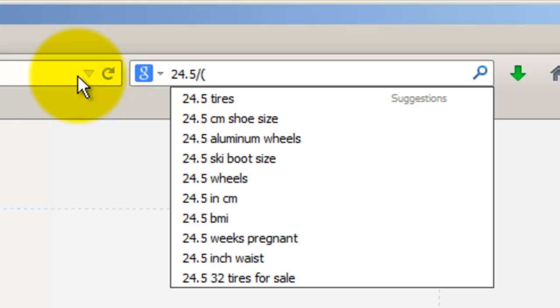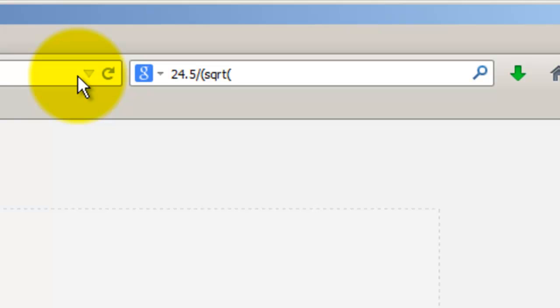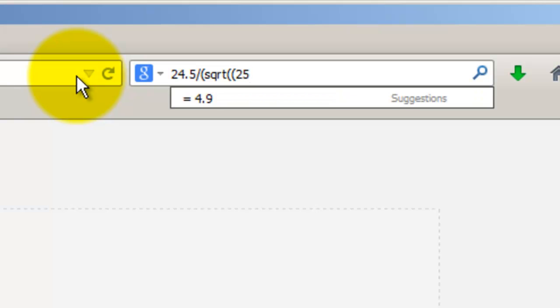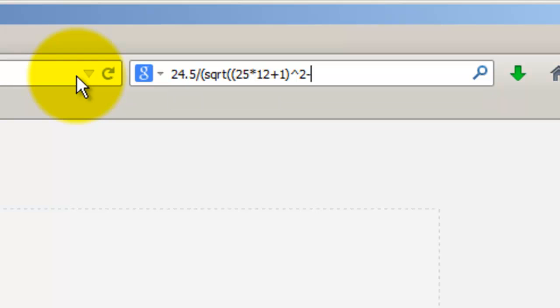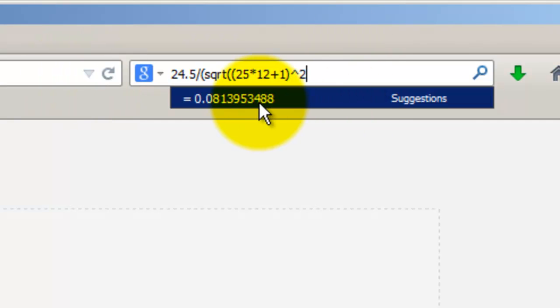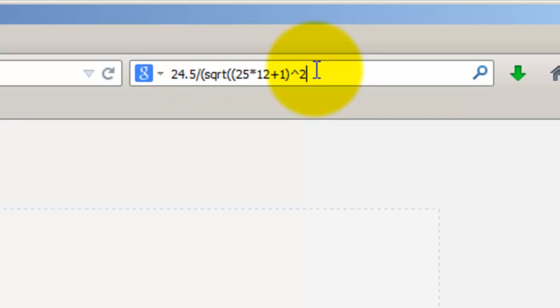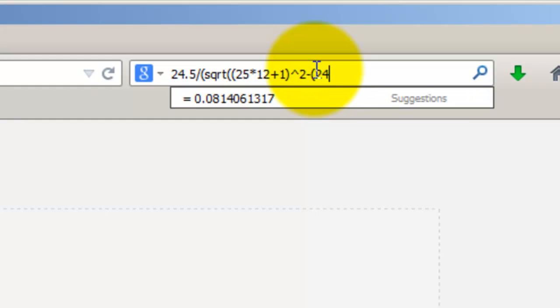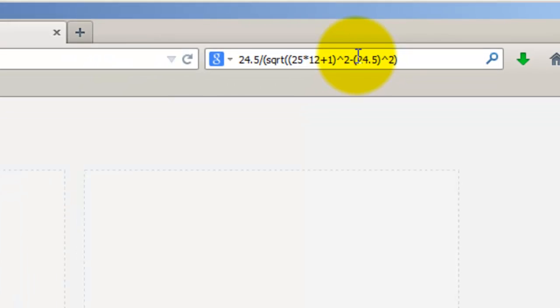Now the run is going to be the square root of the hypotenuse squared minus the rise squared. We did a few of these in class, so you'll remember seeing it. So we've got to take the square root of the hypotenuse squared, which is going to be 25 feet times 12 inches plus 1, all squared, minus, notice right there at that point, we're getting an answer. Google's telling us there's an answer, but we have to take away the rise squared, which is 24.5 squared. All right, let's strike enter.